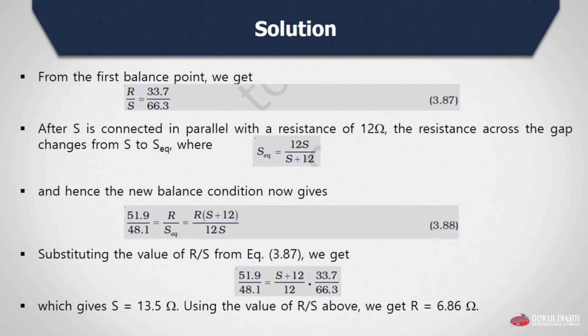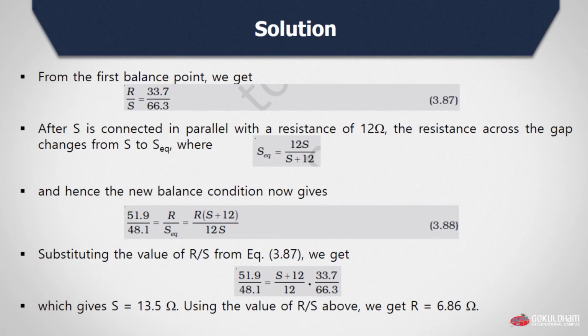Now after S is connected in parallel with the resistance of 12 ohm, the resistance across the gap changes from S to SEQ, where SEQ is equal to 12S by S plus 12. And hence, the new balance condition now gives 51.9 by 48.1 is equal to R by SEQ, which is equal to R into S plus 12 divided by 12S. When we take SEQ in division, the value on the right-hand side gets flipped upside down, and hence we get this as our equation 3.88.